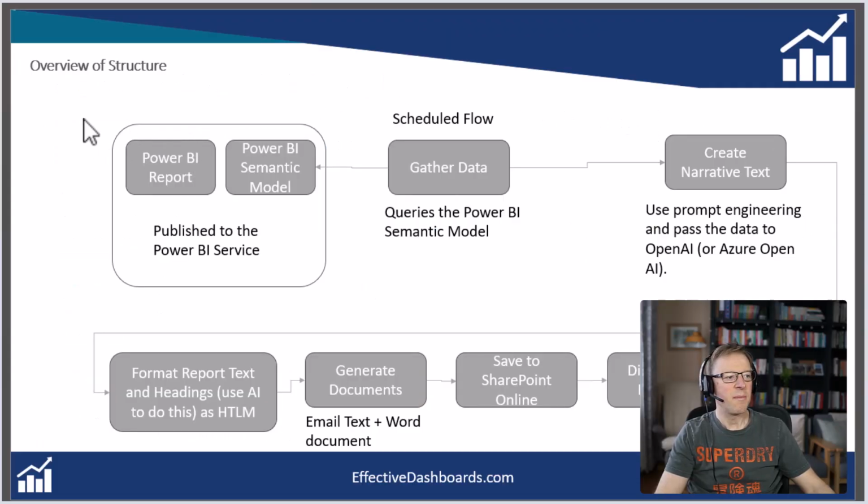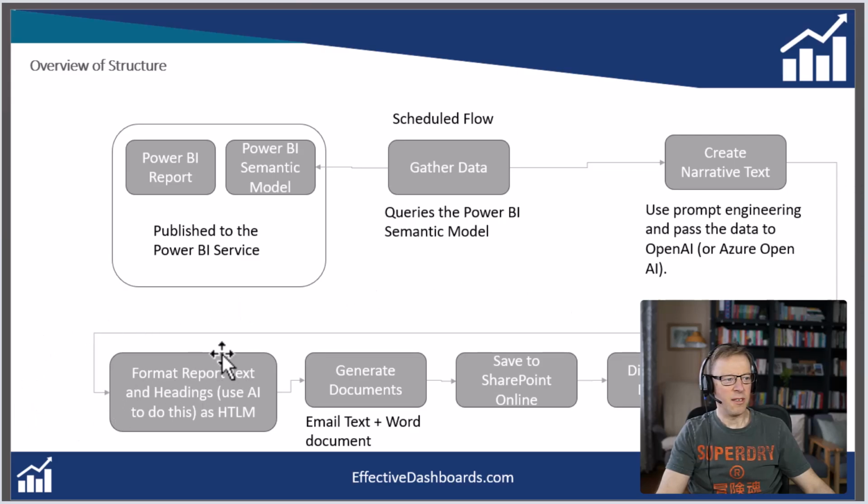So just to recap, we've got a few slides here. We've got the Power BI report, we've got the semantic model, so that was published to the Power BI service with a Power Automate scheduled flow, and it was there to gather the data here using a query against the semantic model. And then we created a narrative text. So we used calls to OpenAI GPT 3.5 Turbo, and we passed it the information it needed to create these report narratives and create the tables of the summary of the HSE incidents.